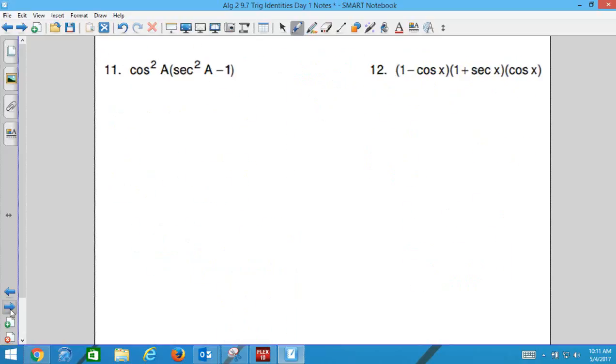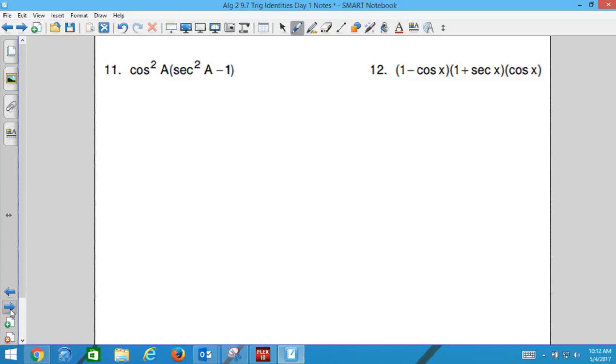Okay, next one. Cosine squared A multiplied by secant squared A minus 1. Idea: change that secant to 1 over cosine. Actually, no, I want to change the cosine. Is secant squared A minus 1 already an identity? I think so. Yeah.